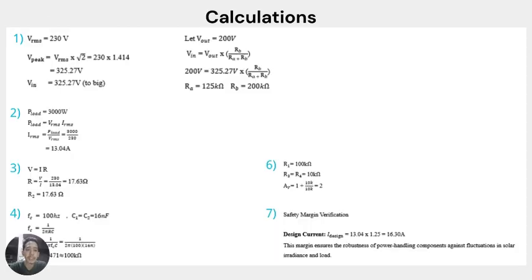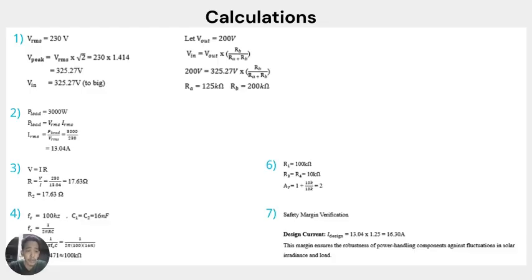So for the calculation, the voltage input is 325.27 volt, which is too big. So we need to use a lower voltage which is 200 volt. To use the 200 volt, we need to adjust RA and RB. So RA we will use the 125 kilo ohm and RB we will put 200 kilo ohm.